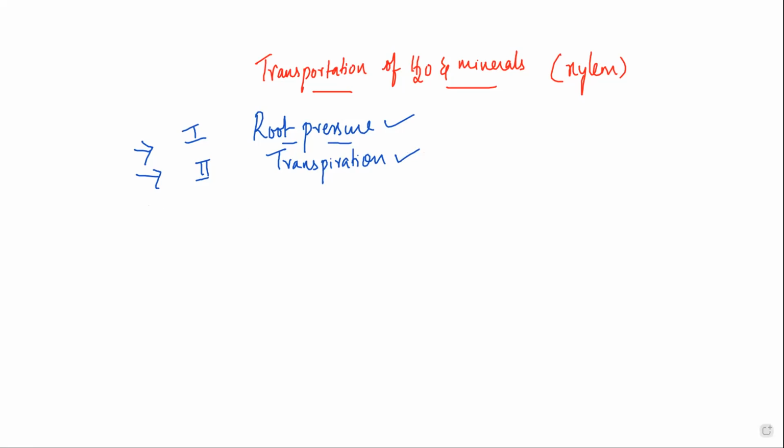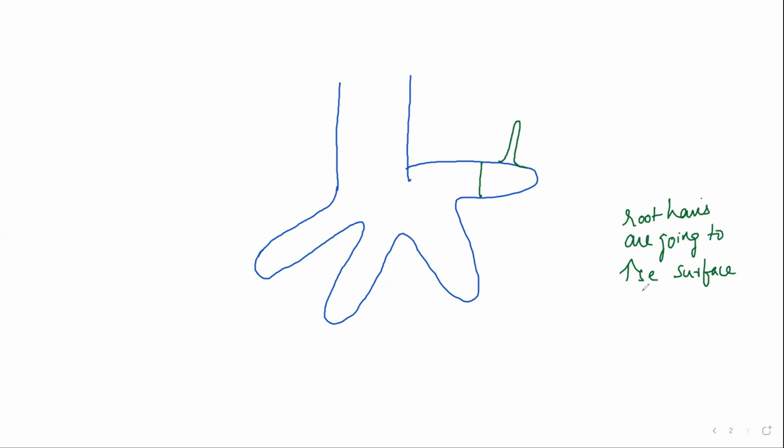So let me go to a new page. Let me take, for instance, this is my tree trunk and these are my roots which are present. Okay, these are the roots. Now we'll consider one particular cell here. Let this be the epidermal cell having a root hair. Usually root hairs are going to increase the surface area of absorption. So this is the importance of our root hairs here.